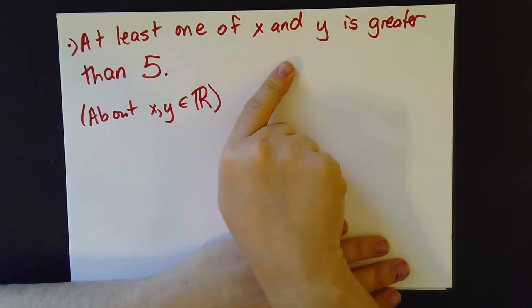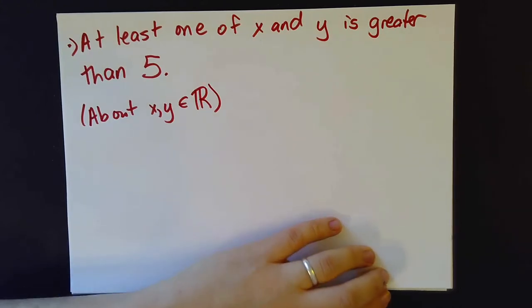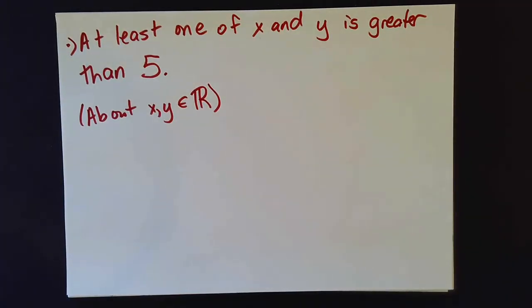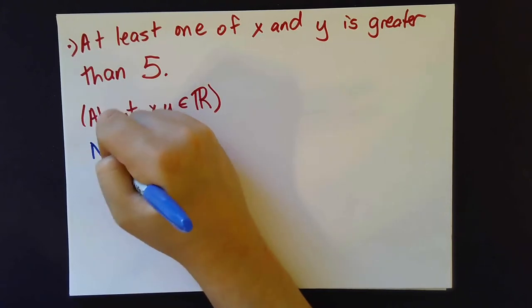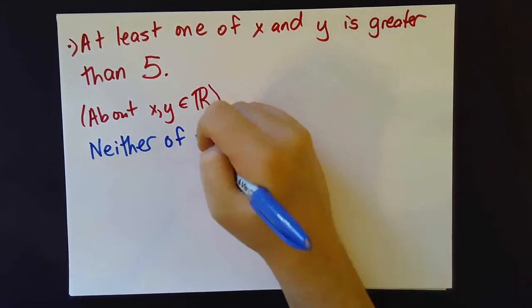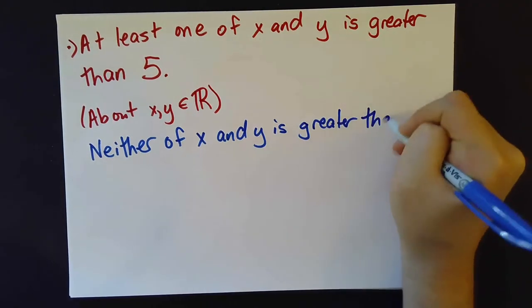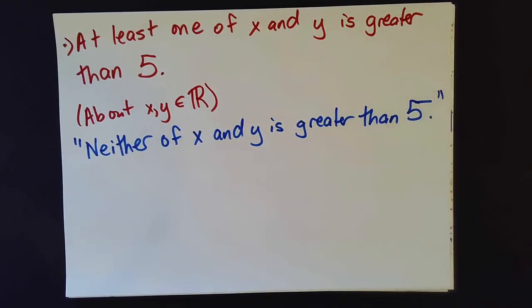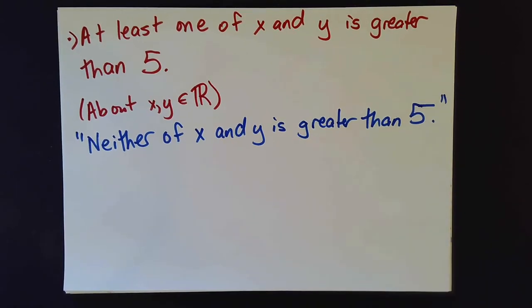Okay. And so what's the opposite of "at least one of X and Y is greater than 5"? This is really asking, what's the opposite of "at least one of," or various things like that. So one way to write this is to say the opposite of "at least one of" is "neither." So this is a perfectly fine way to write down the negation of this statement. But there are many other ways to write down the negation of this statement, depending on how exactly you think of it.